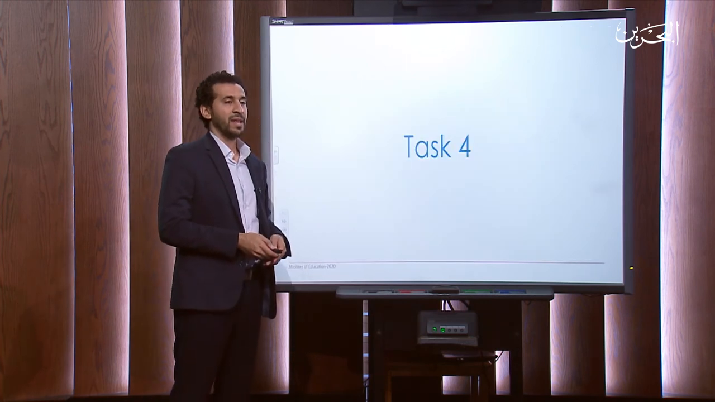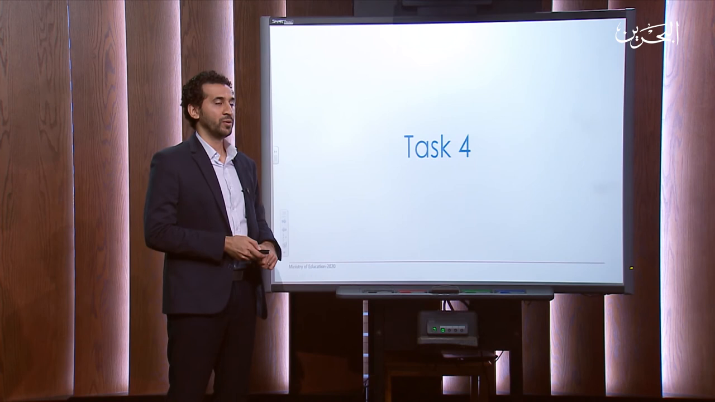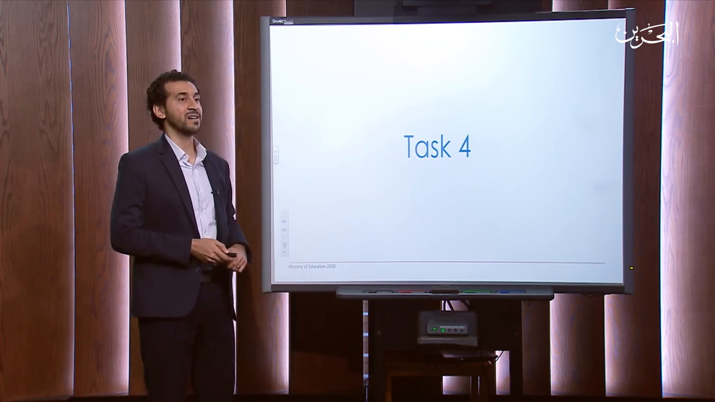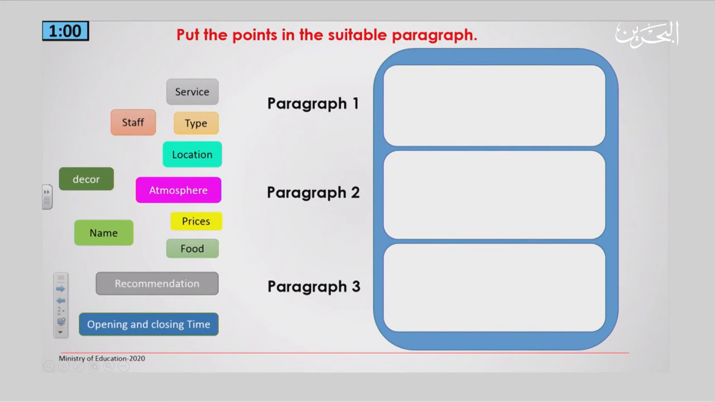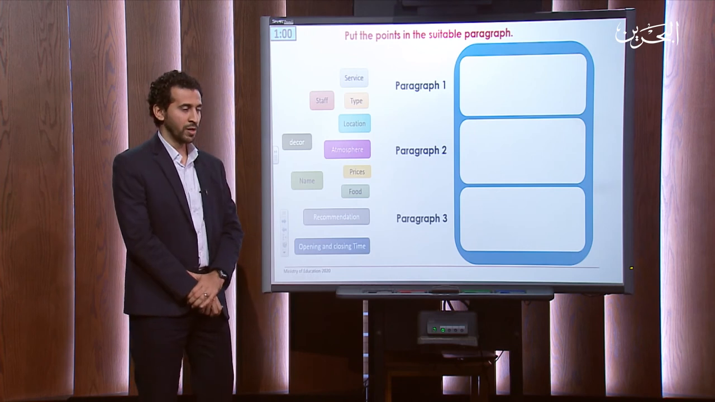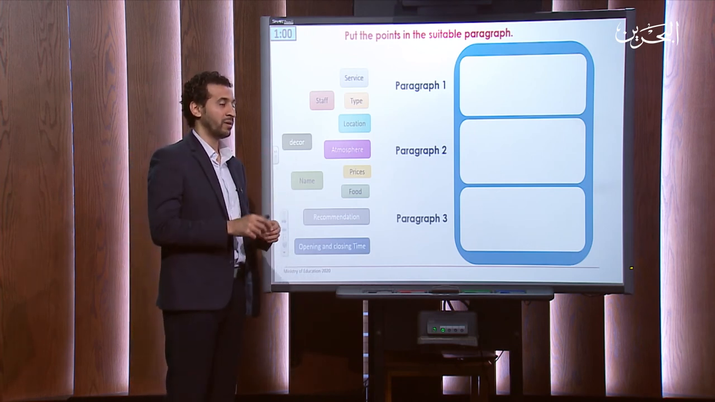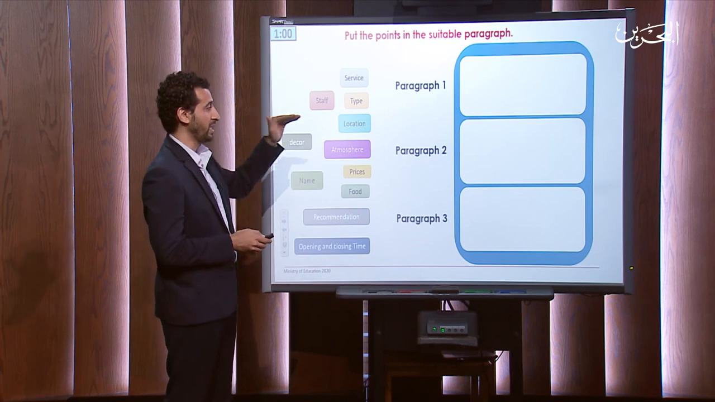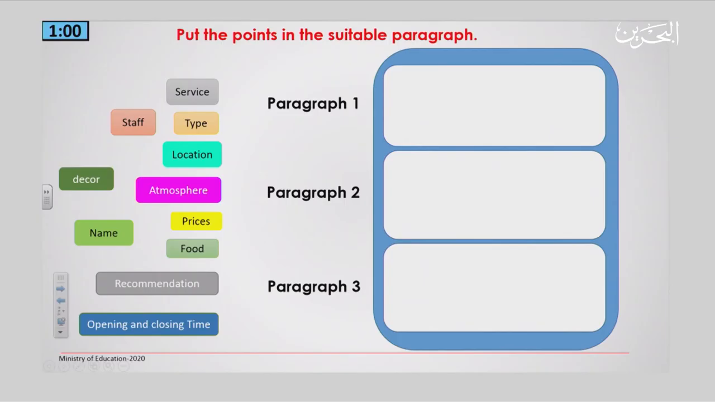Okay, now let's go to the last task of today's lesson, and it's task number 4. In task number 4, you need to put the points in the suitable paragraph. So the main idea here is to focus on the layout of the restaurant review. So again, we have 3 different paragraphs, and in each paragraph, we need to add a specific piece of information. So what about paragraph number 1? What about paragraph 2? And what about paragraph 3? You have 1 minute, and I want you to be very careful in choosing the correct answer this time. We will come back later.